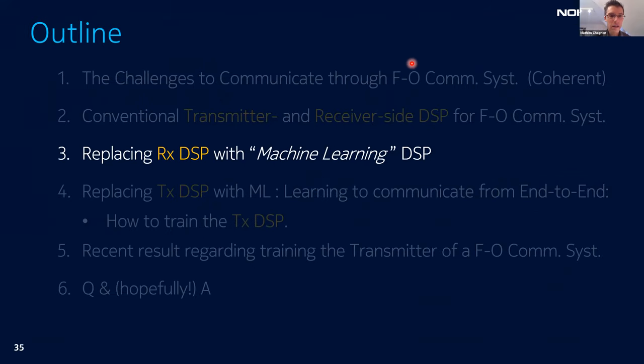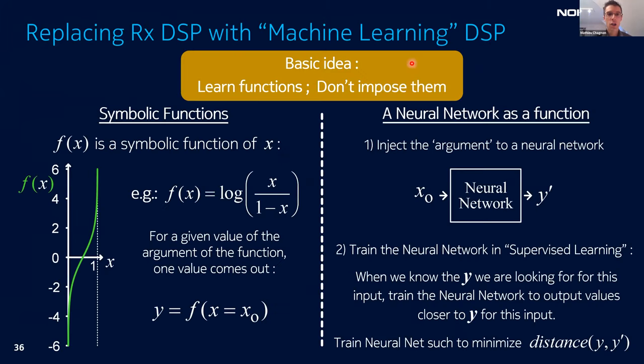Now, what about replacing RX DSP with machine learning type of DSP? So one basic idea of machine learning, and again, I'm using machine learning, this is an abuse of language, and I'm absolutely aware of this. I should be using, for instance, deep learning, what have you, because machine learning is an all-encompassing term, and I'm using it loosely, but I'll still be using machine learning. Bear with me for that poor definition of the word. But the basic idea of quote-unquote machine learning is to learn function.